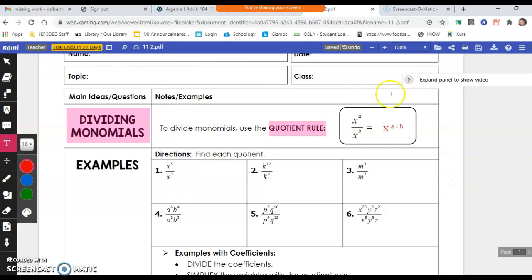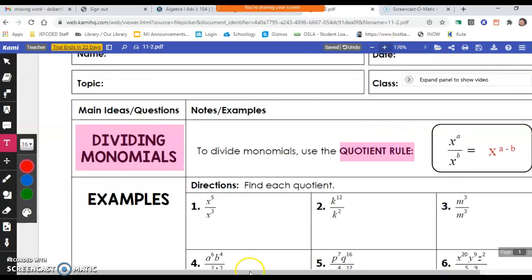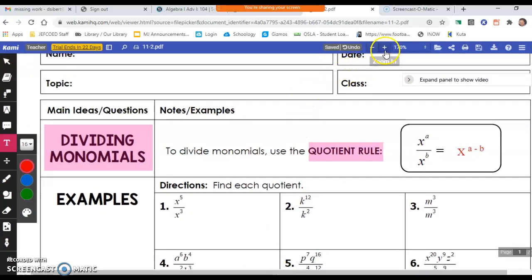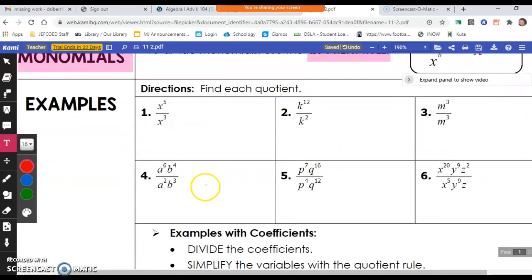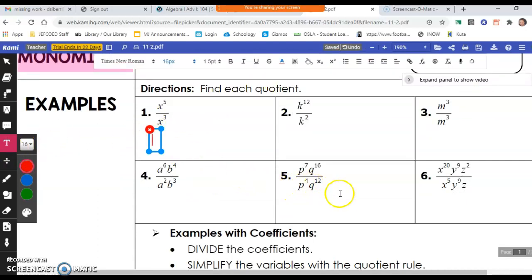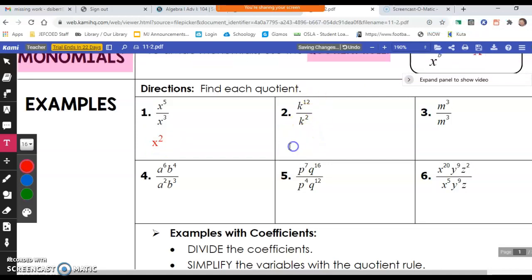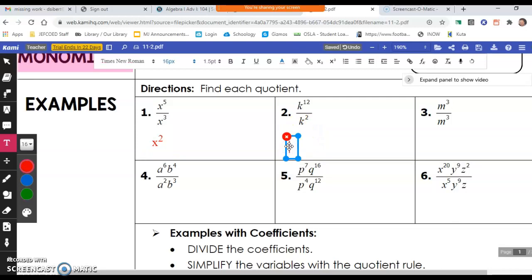Okay? All right, so if we're looking at a couple examples here, I'm going to zoom in real quick. Looking at number one, we've got x to the fifth over x to the third. If we were going to simply divide those, x to the fifth divided by x to the third, again, we'd simply subtract my exponents, and that would be x to the second. Looking at number two, we got k to the 12th divided by k squared. That would simply end up being k to the 10th.